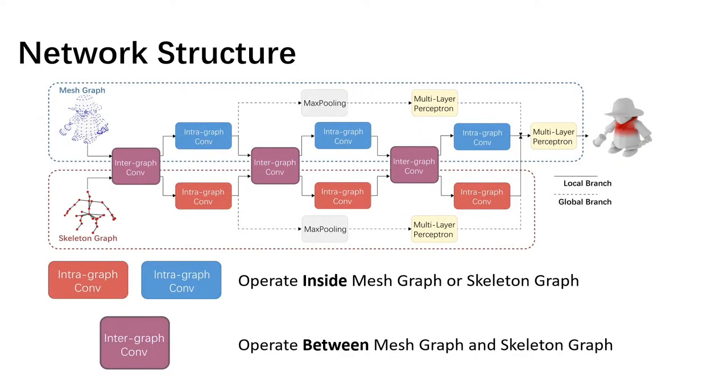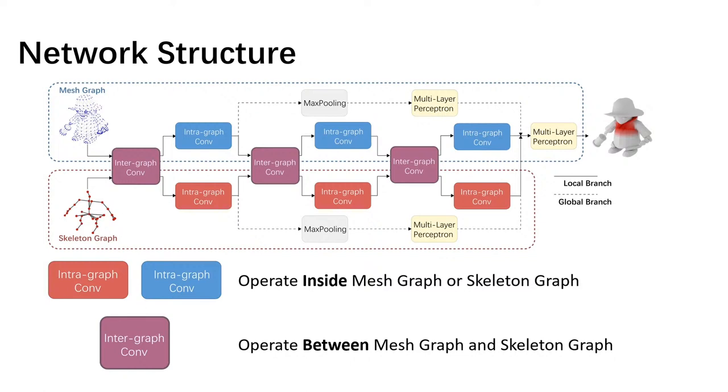Our HeteroSkinNet operates on the constructed heterogeneous graph. Its structure is illustrated in the image, where intergraph convolution and intragraph convolution operations are performed alternately. Intragraph convolution operations operate inside the mesh graph or skeleton graph, and intergraph convolution operates between the mesh graph and skeleton graph. The two operations will be explained in detail afterwards.